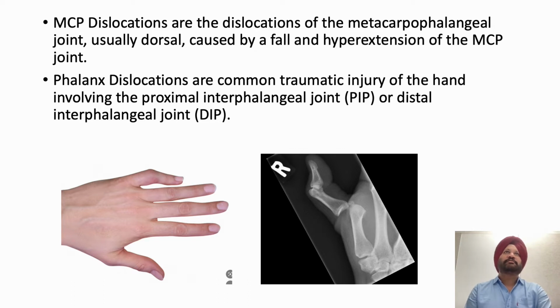Basically, when I tried to do this topic, I thought I should divide it into two things: MCP dislocation and phalanx dislocations. MCP dislocations are dislocations of the metacarpophalangeal joint, as you all know, usually dorsal, caused by fall and hyperextension. Phalanx dislocations are common traumatic injuries of the hand, basically involving the proximal or the distal IP joint. They are mostly caused by fall, and the phalanx mostly by any traumatic injury. The X-ray and the pic I have included for the same.